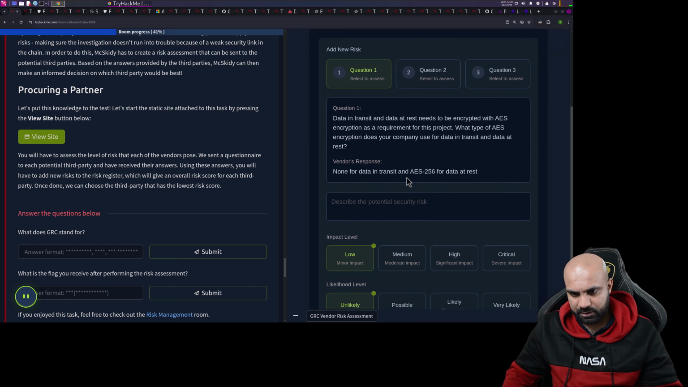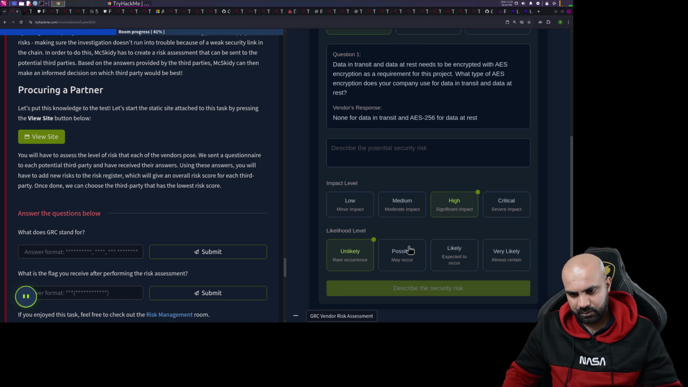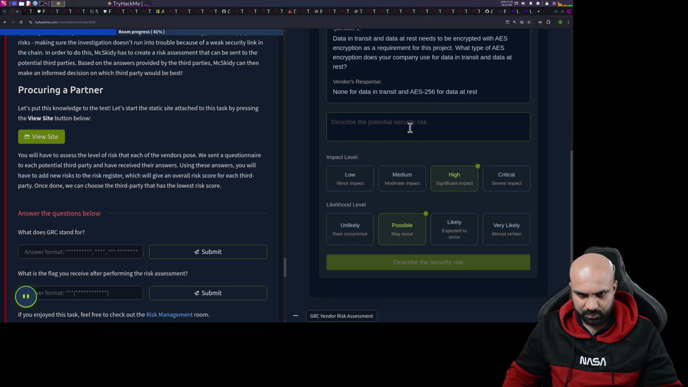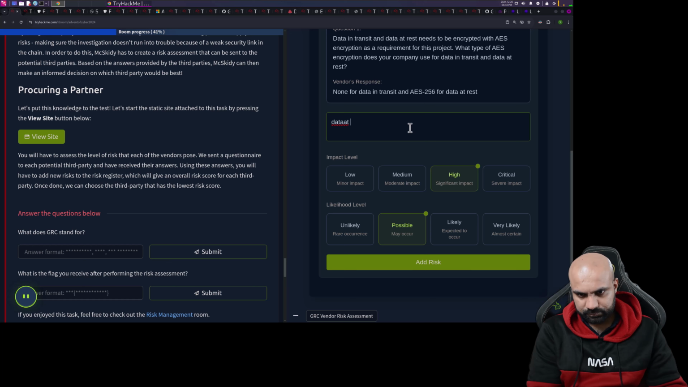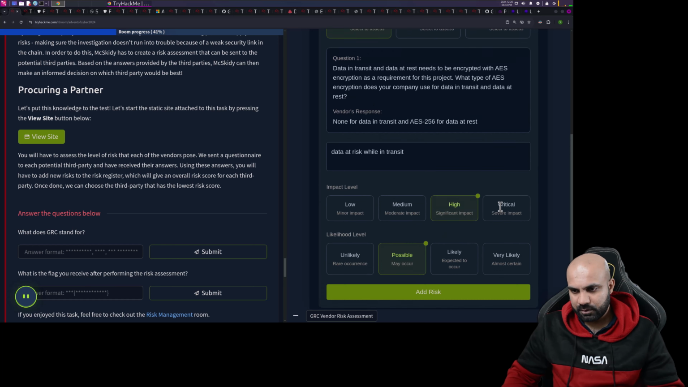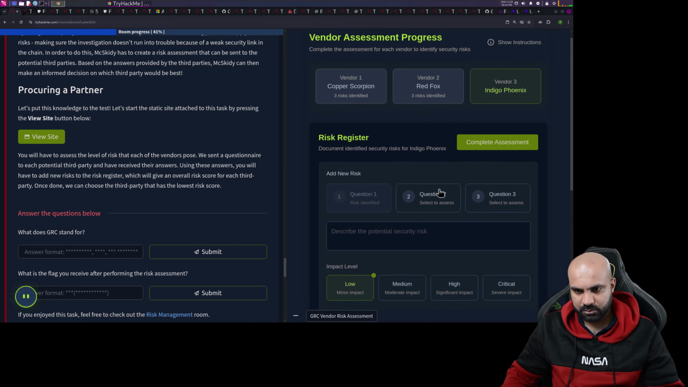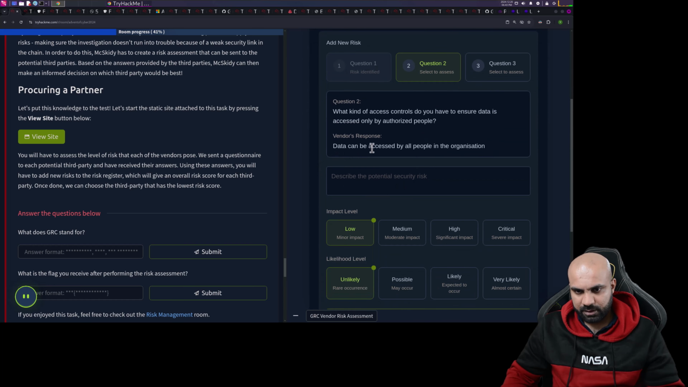Now the data in transit and data at rest. So impact is high. Possibility could be data at risk while in transit. At risk, they say it could be improved. Let's see. Perfect. Awesome. Data can be accessed by all people in. Oh, very big risk.